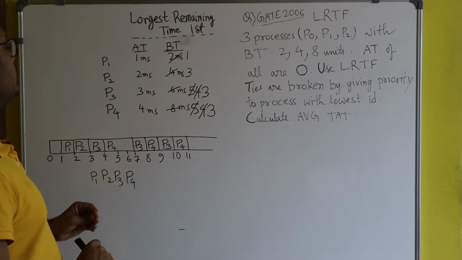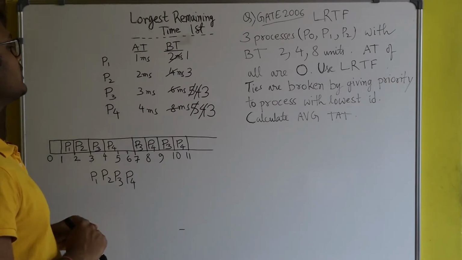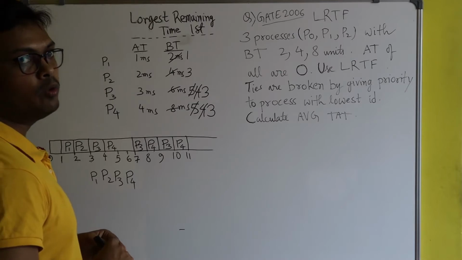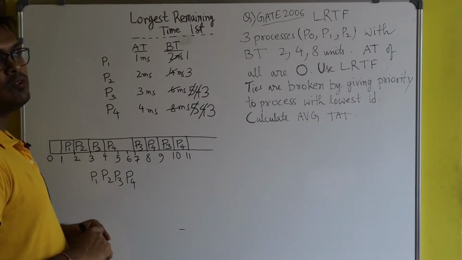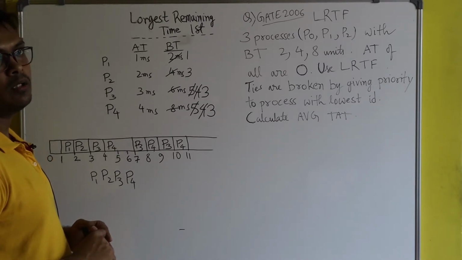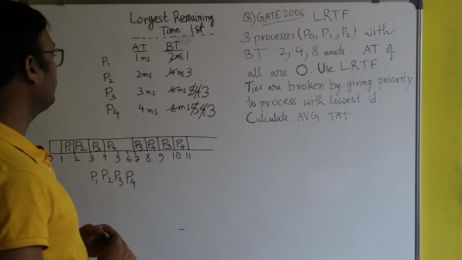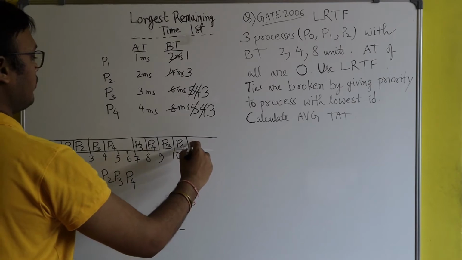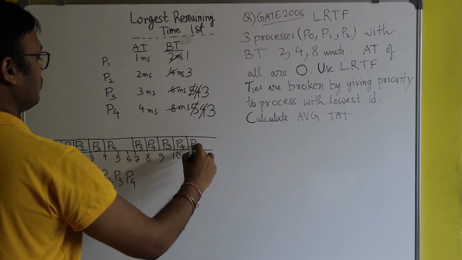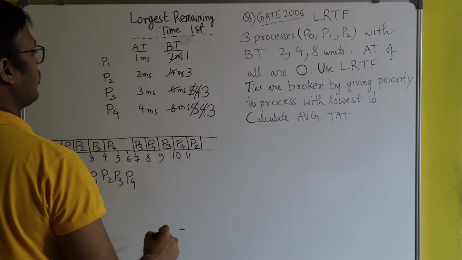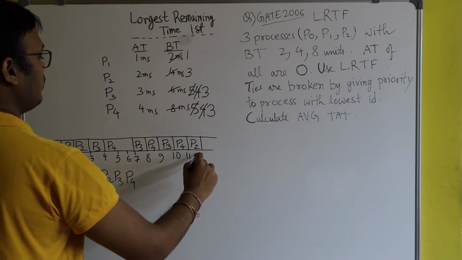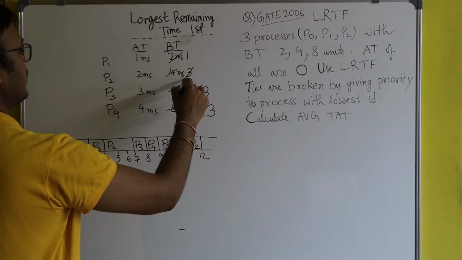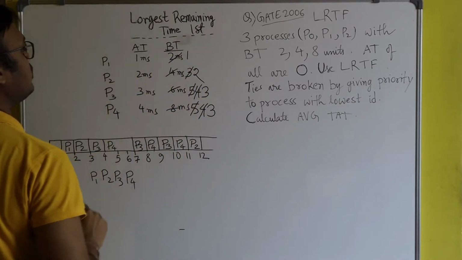So here you will see, since all these three processes have the same burst time, in order to break the tie, what we have to do? We just have to select the process with lower process ID. Okay. So here we will select process P2. So here I will write process P2. So process P2 will run for 1 second, 11 plus 1, 12. Okay. So now 2 seconds are left for process P2.